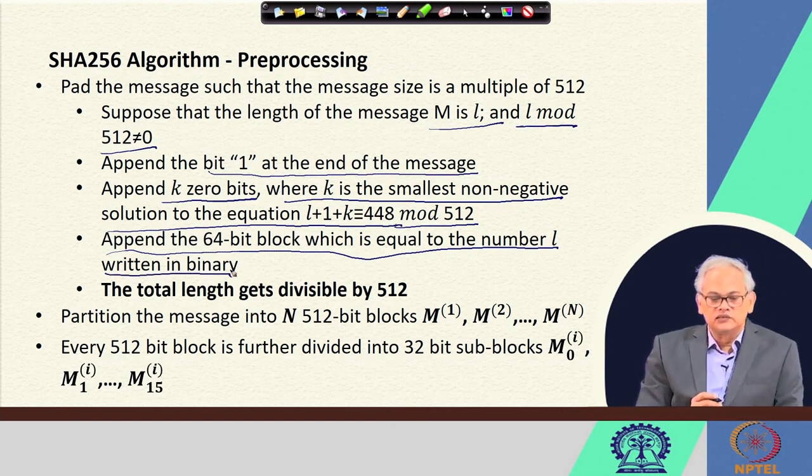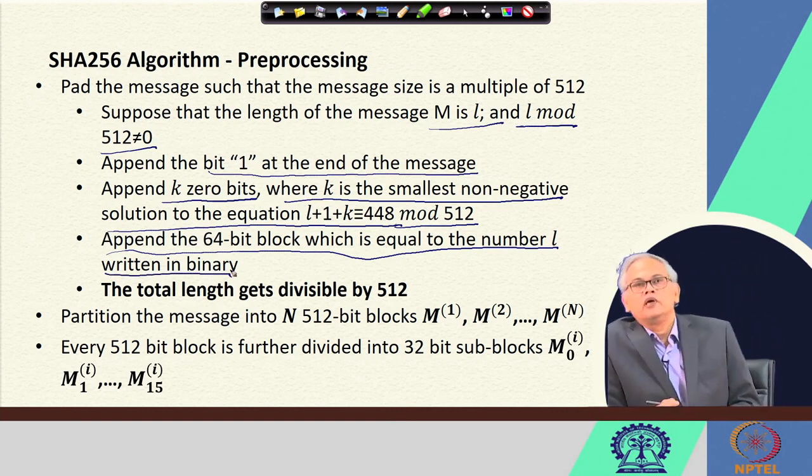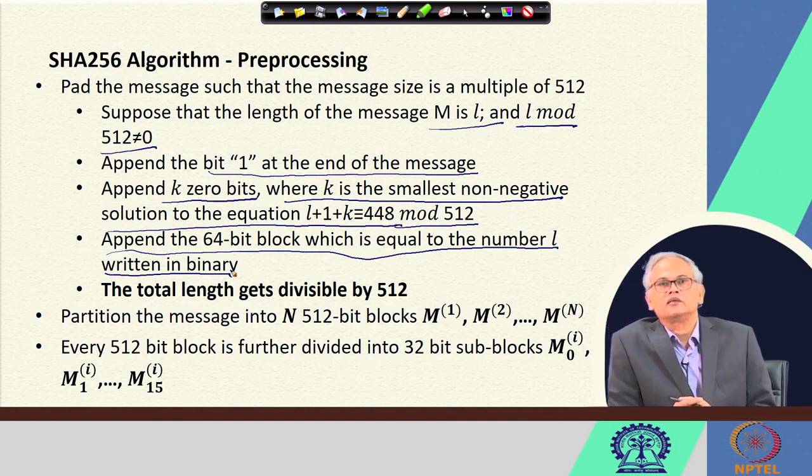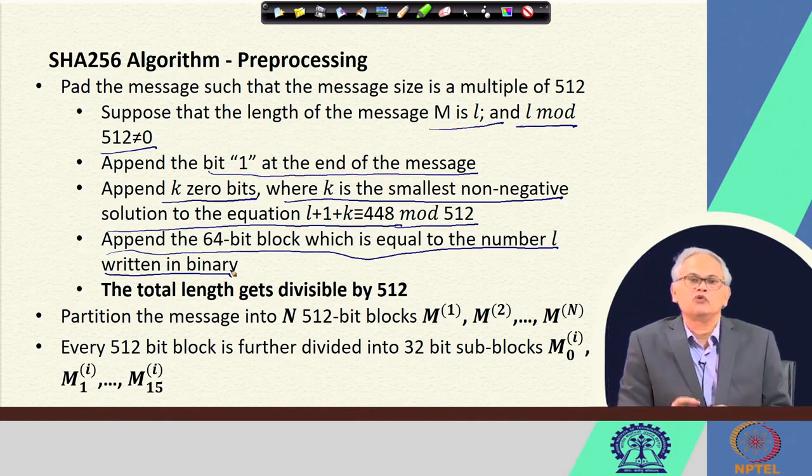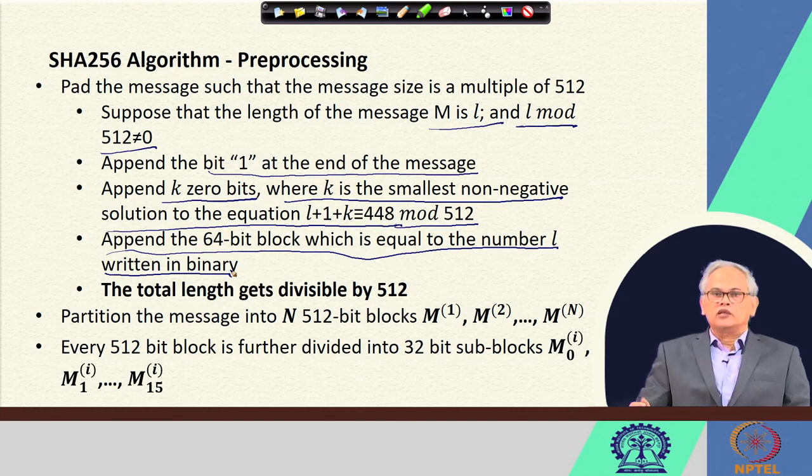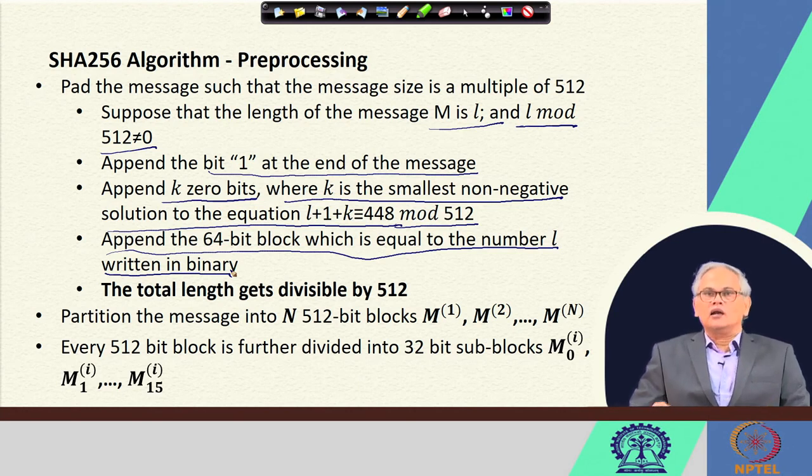So, it is fairly simple that we make this length divisible by 512 no matter whatever is the input length of the message. And this is very important, because the subsequent steps of the algorithm will be applied on this input size of 512 bits.